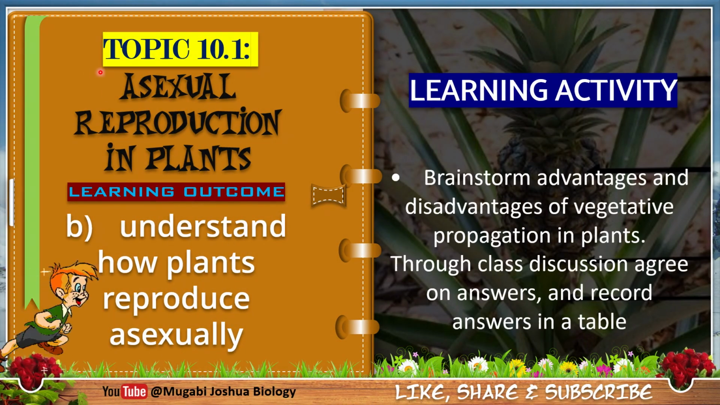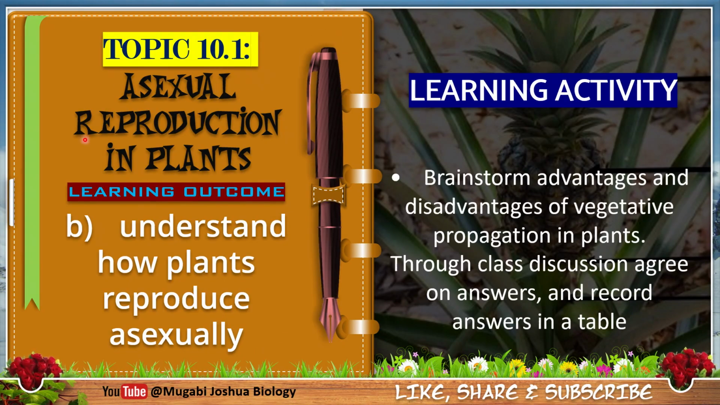Thank you very much for participating in topic 10.1, Asexual Reproduction in Plants. We are on learning outcome B: understand how plants reproduce asexually. We have been looking at the learning activity: brainstorm advantages and disadvantages of vegetative propagation in plants. Through class discussion, agree on answers and record answers in a table.